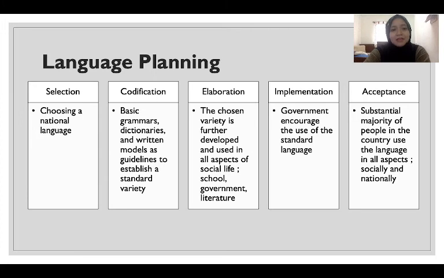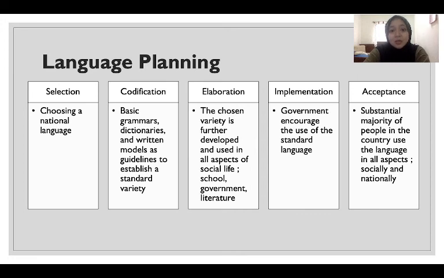It consists of 5 steps. The first one is selection. So the idea is to choose a national language. Okay, how do we choose a national language? We cannot just vote for one language. No, it has to go through several steps. The first step is codification. Okay, it has to be based on mutual understanding of basic grammars, dictionaries, and written models. So these basic grammars, dictionaries, and written models serve as guidelines, okay, to establish a standard variety.